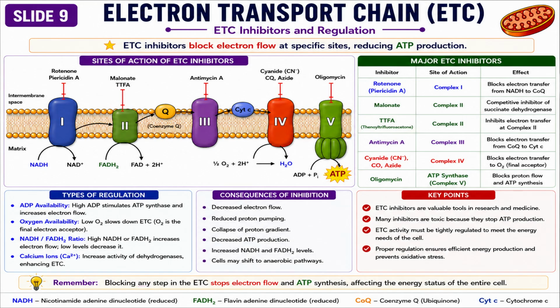ETC activity is regulated by ADP availability, oxygen supply, NADH and FADH₂ levels, and calcium ions. Inhibition decreases electron flow, proton pumping, and ATP production, while increasing reduced electron carriers. Thus, proper ETC regulation is essential for efficient cellular energy production.